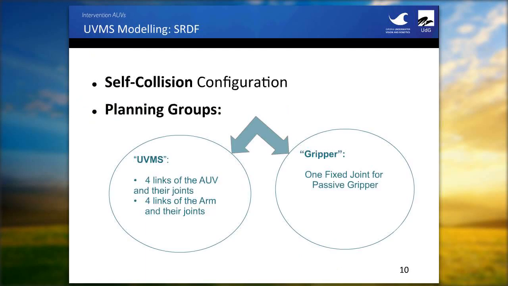The other part of the model is in the SRDF, and in the SRDF, we have to define the collision between successive joints, if they are allowed to collide or not. And the other part is to define the planning groups. And these planning groups are a set of joints that act together as a single group in a planning task. So in our case, we had 2 planning groups. One of them has the 8 degrees of freedom of the system. And this was the main group that was used during the validation task. And the other is concerned with the gripper. And since in our case, we had a passive gripper, we had only one fixed joint.